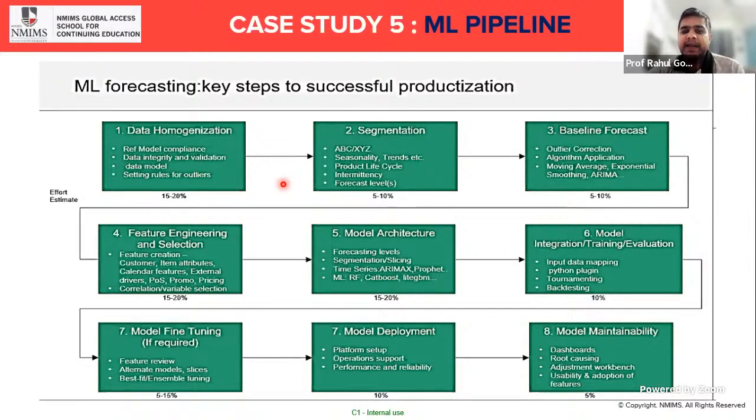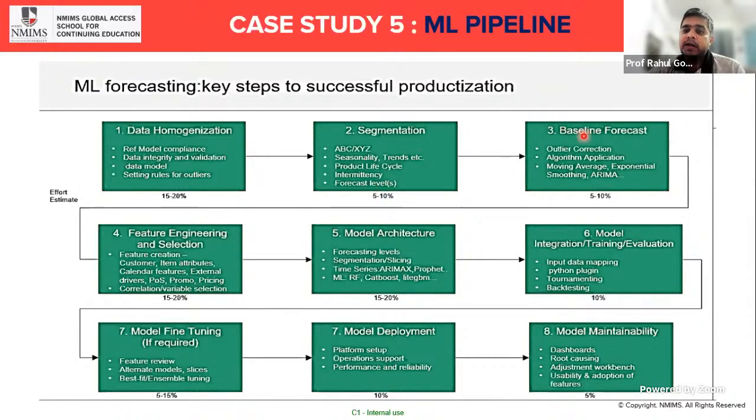So this is called a pipeline, and this is a little bit more complex than what we had seen earlier, which were 4 or 5 steps. First is the data homogenization. We check data integrity, we check data validation, we set rules for outliers. Then we do segmentation: ABC, XYZ, seasonality, trend, product life cycle, intermittency, and forecasting level, at what level we need to generate forecast. Then we generate a baseline forecast.